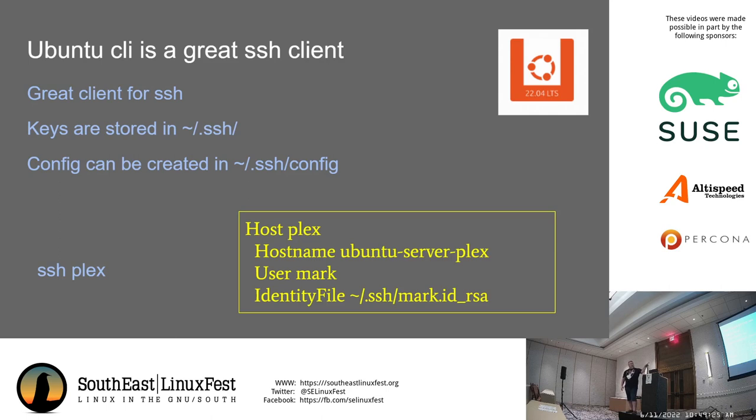You can work with the config file. SSH has a standard config, you can look up the syntax on that, but you can basically set up a little profile. My profile here is called Plex, and the host name of my Plex server is Ubuntu server Plex. My user is Mark. My identity file is in the .ssh. I can set all those things up, and then my shortcut, all I have to do is type in ssh Plex. And then it says, oh, I know what you're looking for. You're looking for this host with this user using this key. And if you're not doing that today in your Linux stuff, I hope you go check that out.